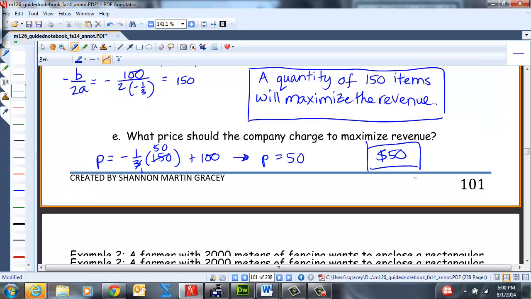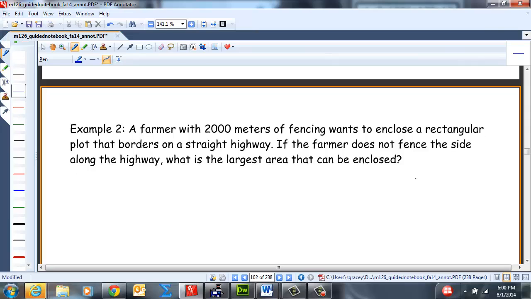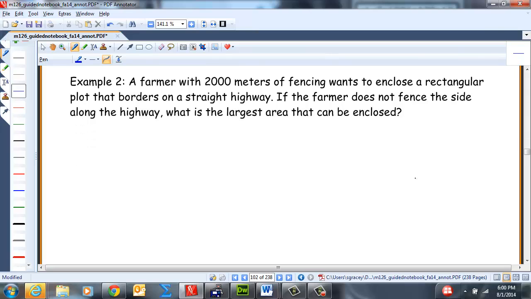All right, so our next example: a farmer with 2,000 meters of fencing wants to enclose a rectangular plot that borders on a straight highway. If the farmer does not fence the side along the highway, what is the largest area that can be enclosed? So let's get a picture of what's going on.